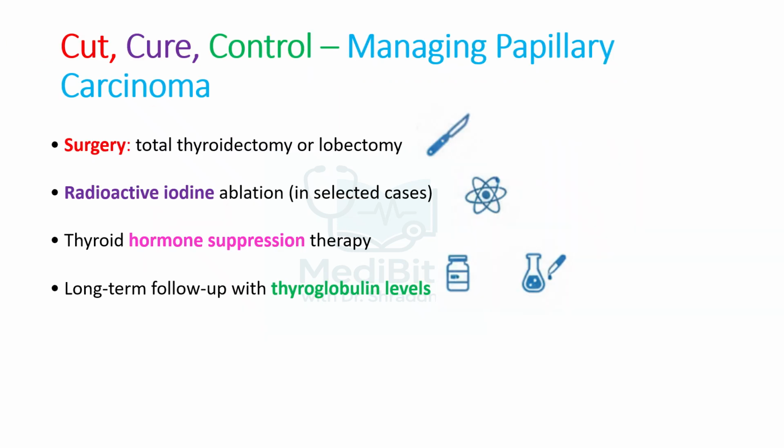Okay, management starts with surgery, either a lobectomy or total thyroidectomy, depending on tumor size and spread. Some patients get radioactive iodine to destroy leftover thyroid tissue. Then we put them on thyroid hormone therapy to suppress TSH and reduce recurrence risk. Long-term follow-up includes checking thyroglobulin levels because if it rises, it hints at recurrence.